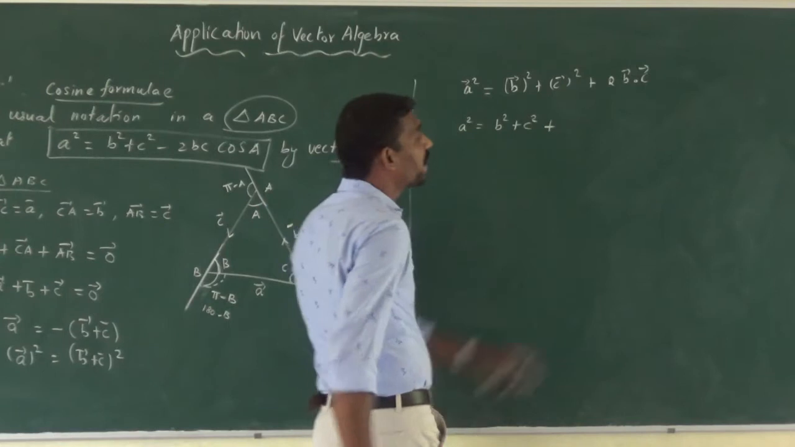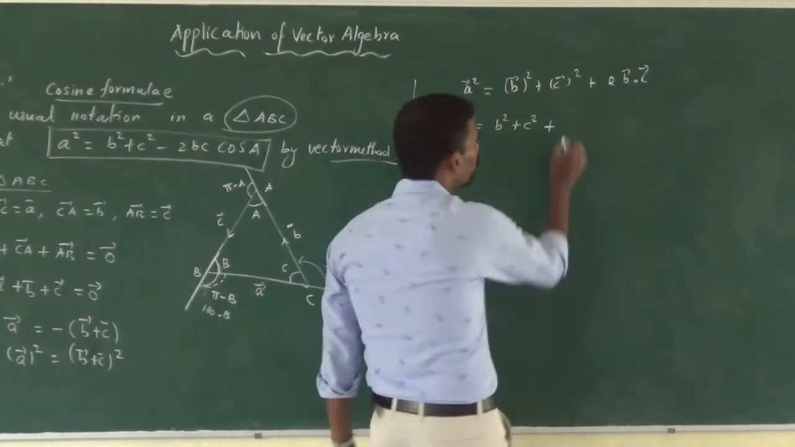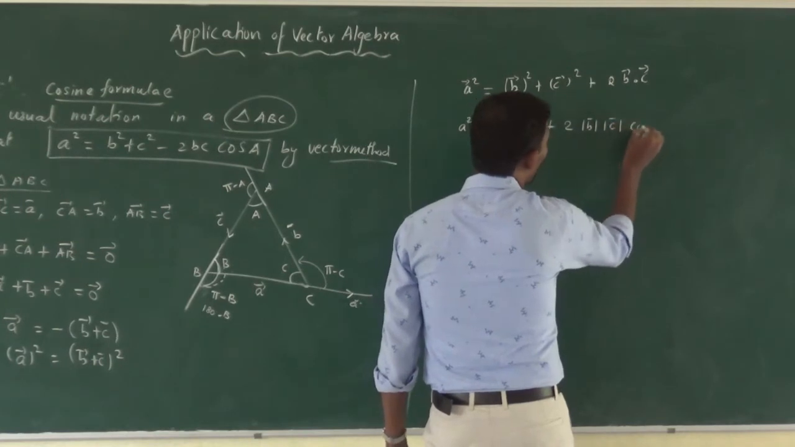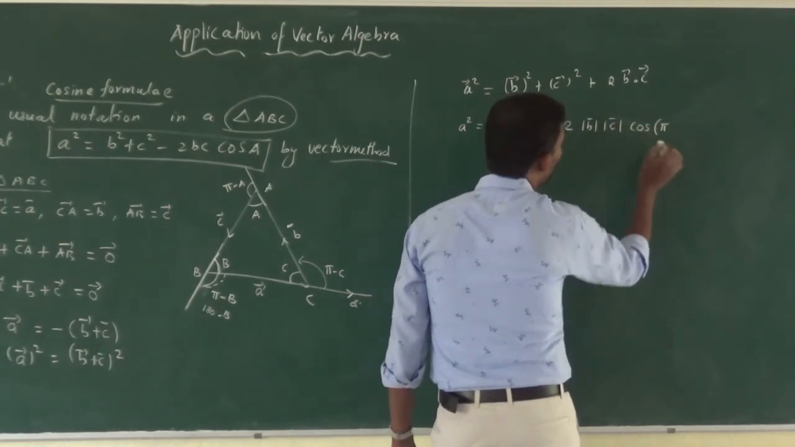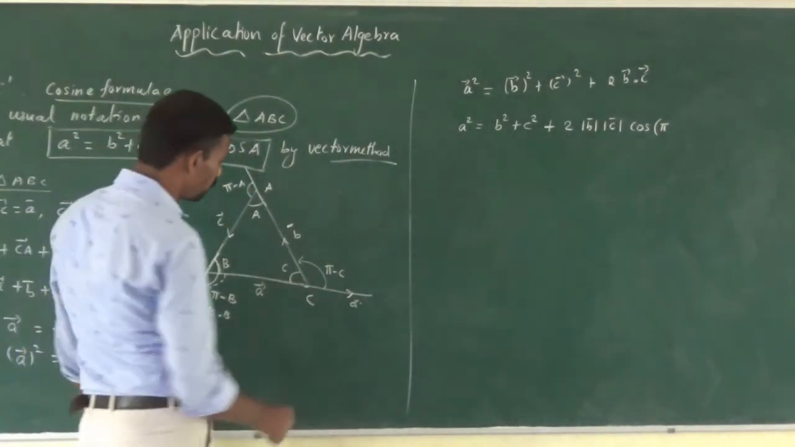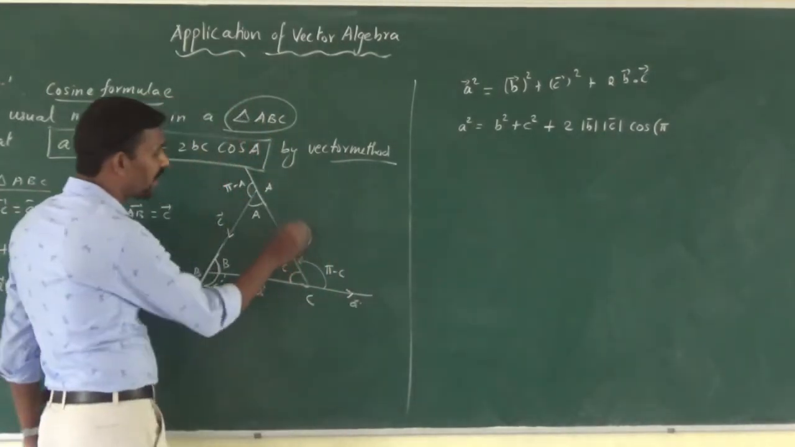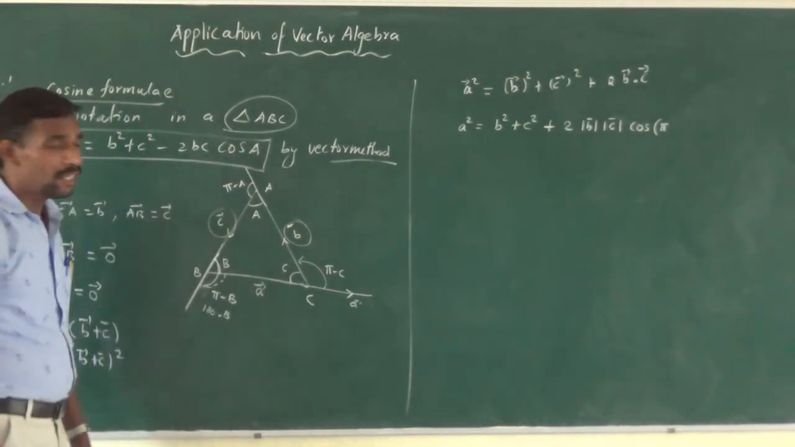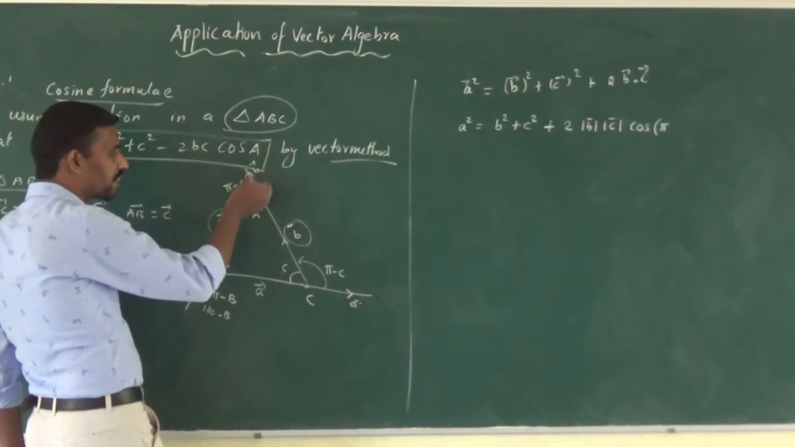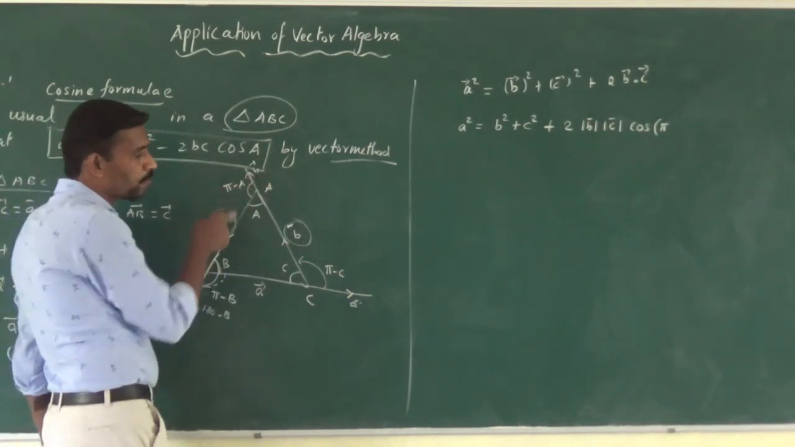Plus now the definition of the dot product will become 2 into magnitude of b into magnitude of c cos of pi minus. Now we want to take the angle between the b vector and the c vector. Look at the diagram here. So this is the b vector and this one is the c vector. The exterior angle, so b goes to here, the angle between. So the angle you have to mark anticlockwise.